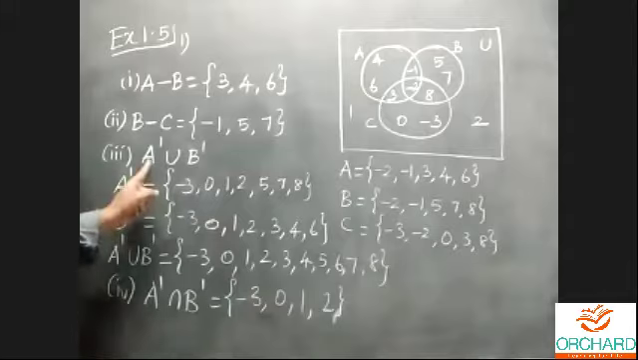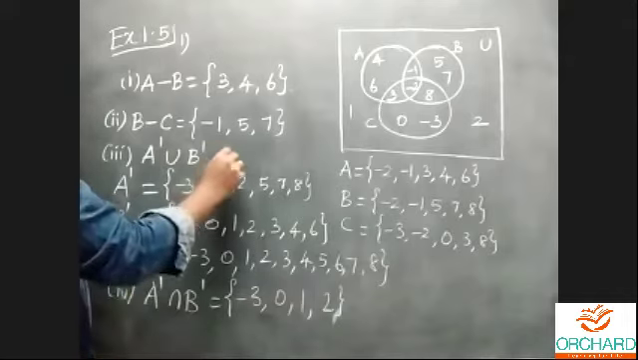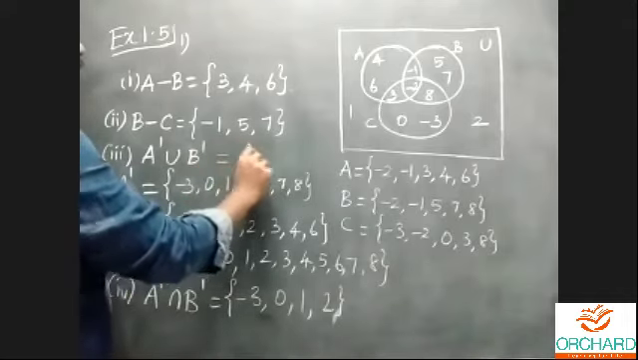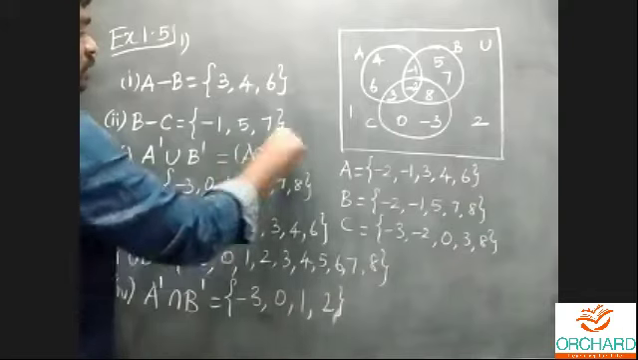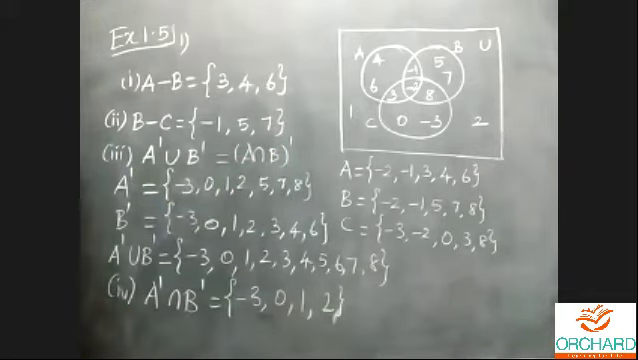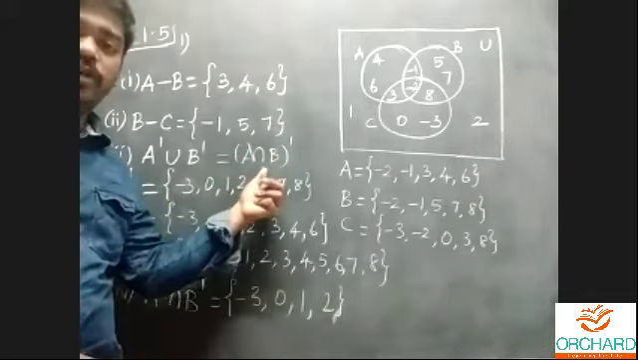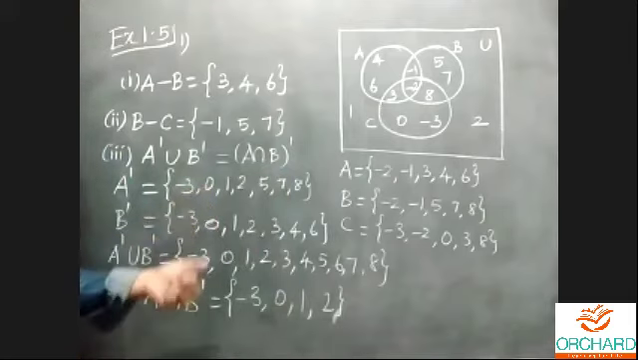Okay, for A dash union B dash, otherwise you can apply De Morgan's law also, and you'll get the answer. What's the De Morgan law? A dash union B dash is nothing but A intersection B whole dash. It's a short way. Without finding A dash and B dash, we can identify the answer.